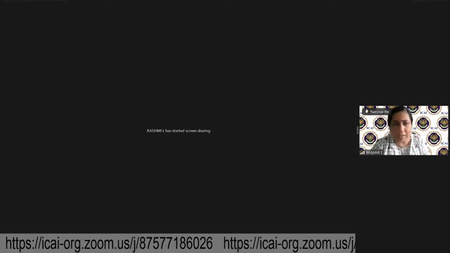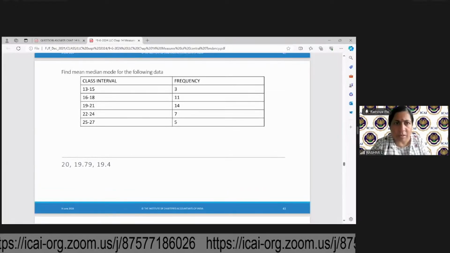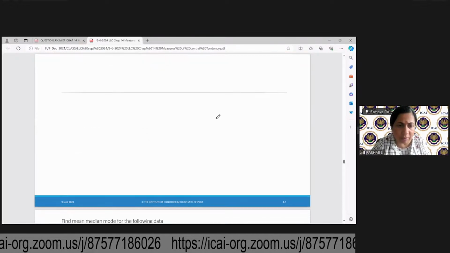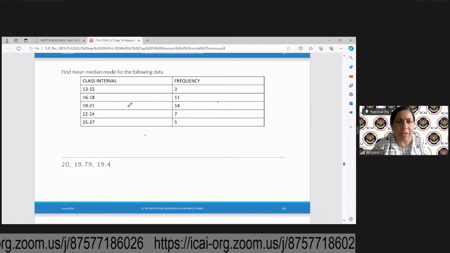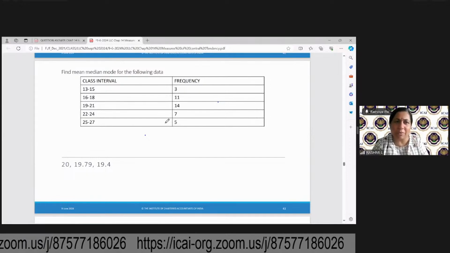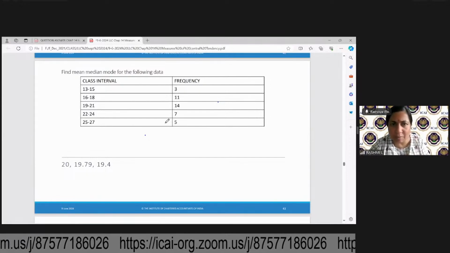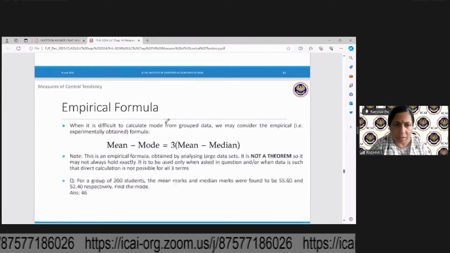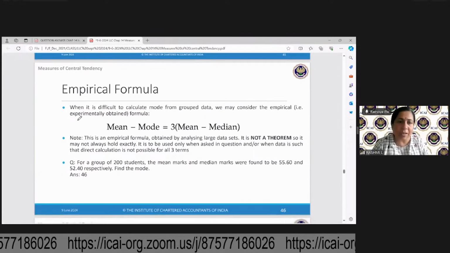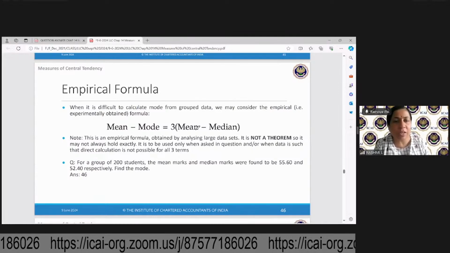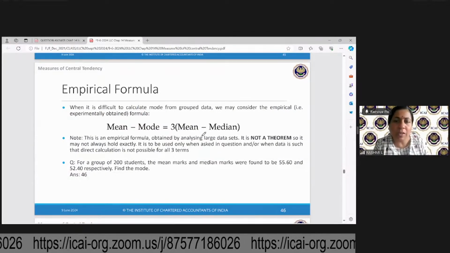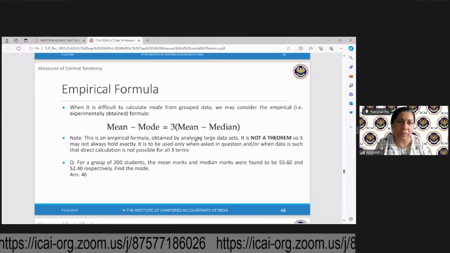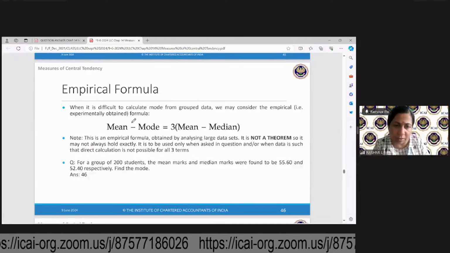Okay, so we have done this. Then you could use this for calculating. This is a simple sum for your practice, very simple one, and you can find the mean, median, and mode for this one. Okay. This is the empirical formula. Mean minus mode is equal to 3 times (mean minus median). So it is not a theorem. For a lot of data, they have tried to calculate and they have got the answer.